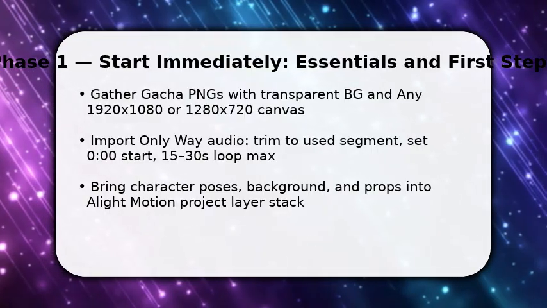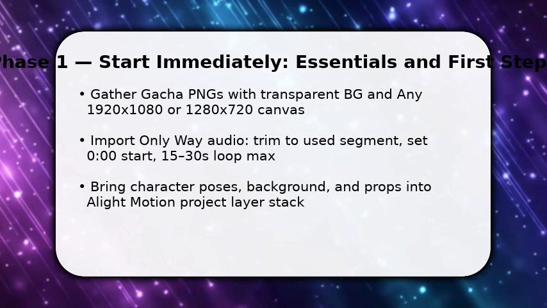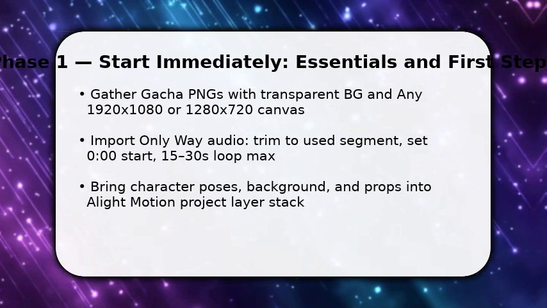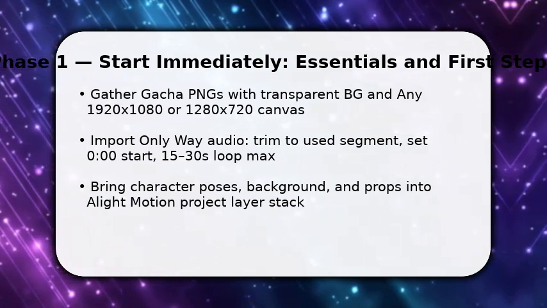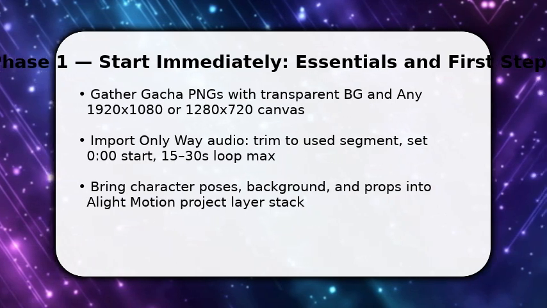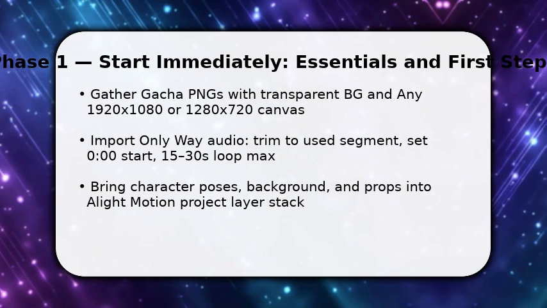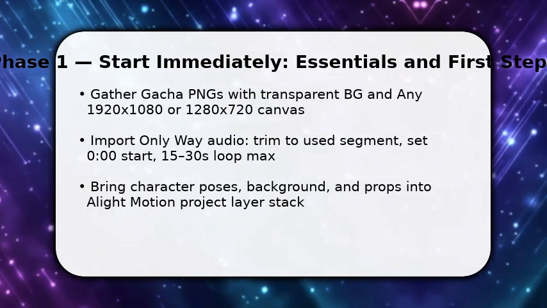You start by importing everything into Alight Motion: the Gacha PNGs, a clean background, and the audio track. Make sure audio is trimmed to the passage you'll animate, because timing drives motion. Once the layers are in, lock the background and name character layers so you won't lose track.